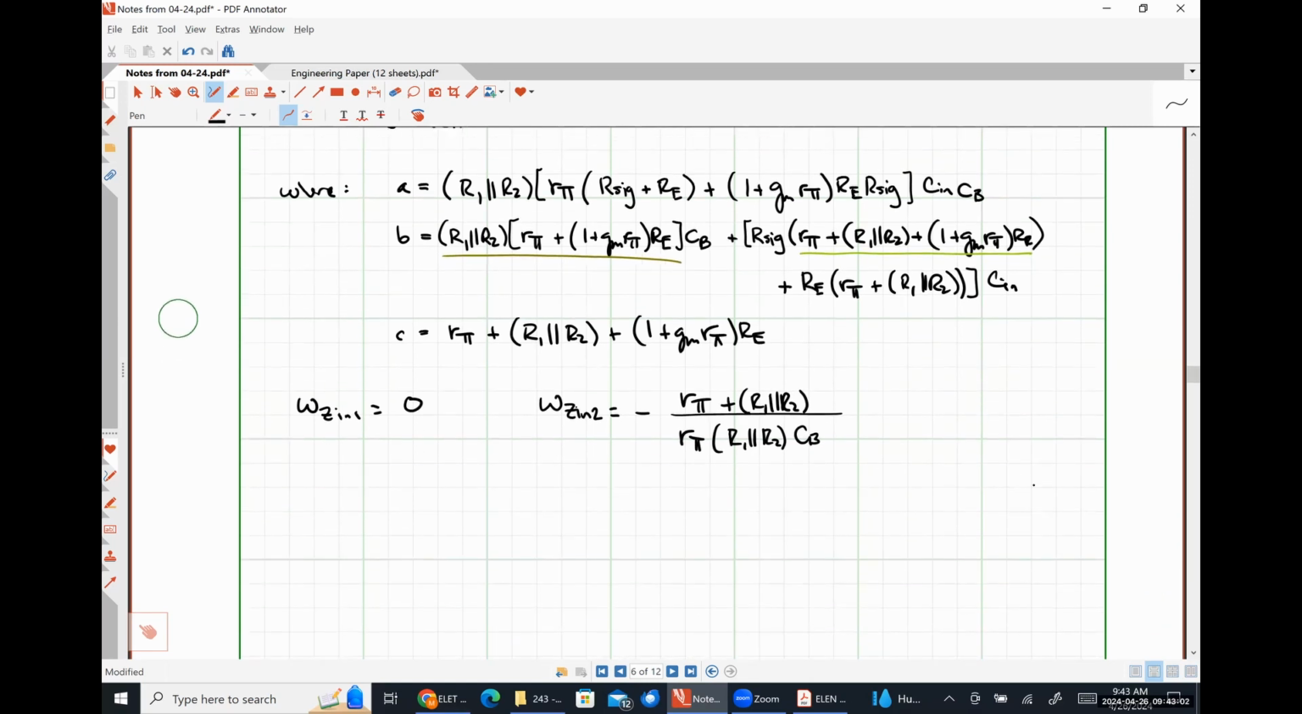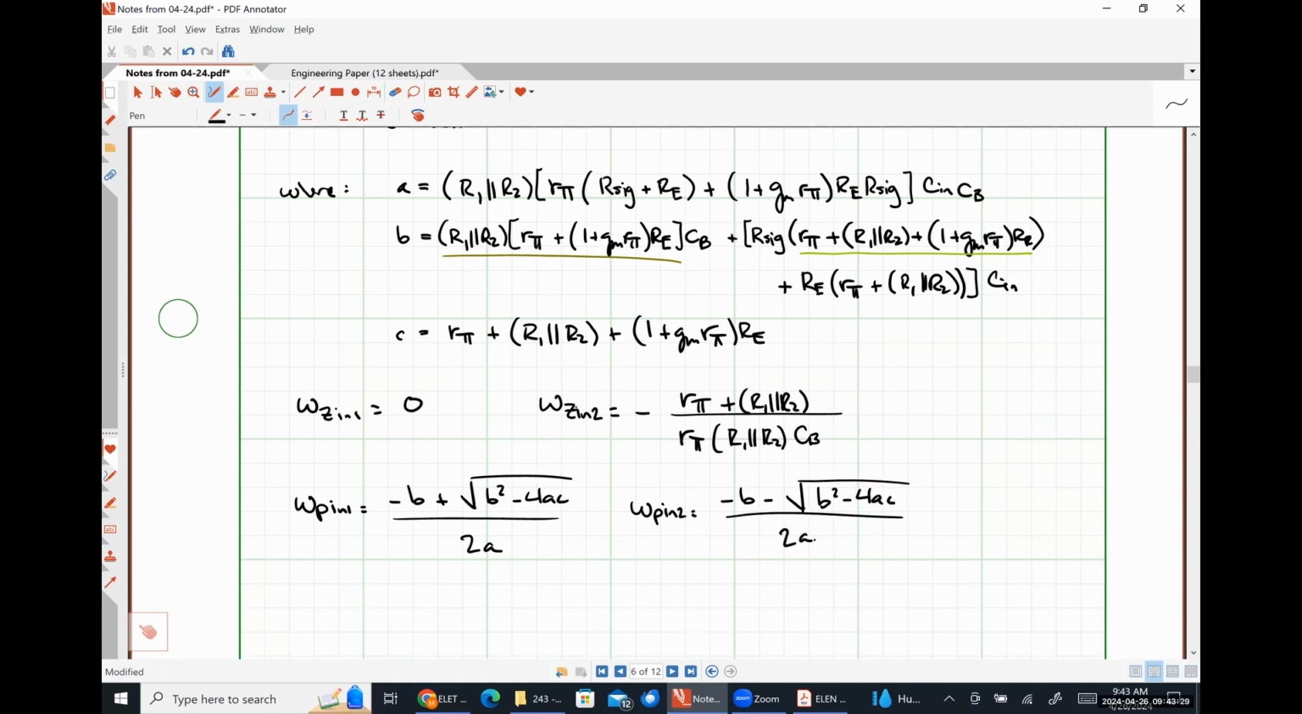And then our poles are at negative b plus the square root of b squared minus 4ac all over 2a and negative b minus the square root of b squared minus 4ac all over 2a. So that's our direct analysis and rather gross, right?